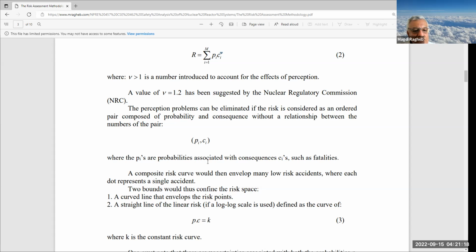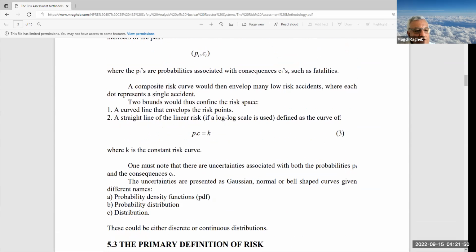So in that case, what we do here is that we generate a composite risk curve where P multiplied into C, since they are a pair, multiplied into each other is equal to some constant K. And in that case, you find that you have a graph that goes from the X and Y axis simply in a line that comes down. So in that case, it becomes a straight line if a log-log scale is used, and it is really a curve, P multiplied into C is equal to K.